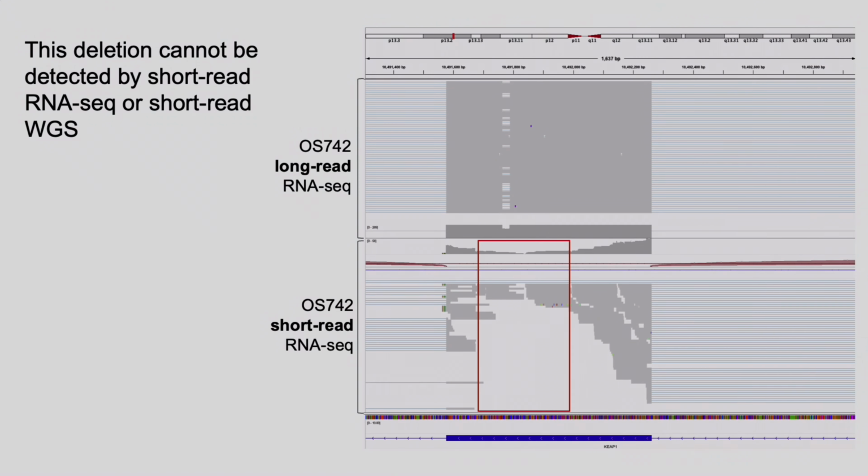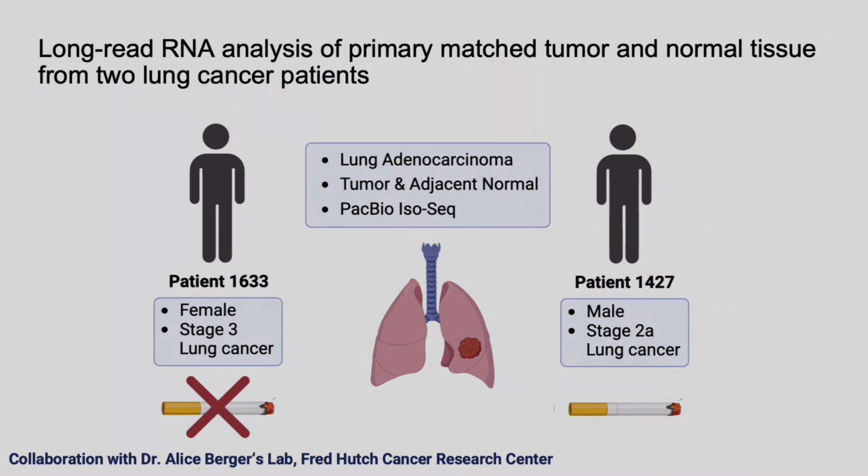And I think some other people at this session have talked about how these mid-sized indels are something that are kind of exclusively detected by long reads. So here's a direct comparison of the long read to the short read RNA. And you can see that the short reads just fail to align around the locus, while the long reads are able to identify this alteration in the cancer gene. Next, I want to talk to you about our work in lung cancer. And today I'm going to particularly talk to you about two patients, patient 1633 and 1427.